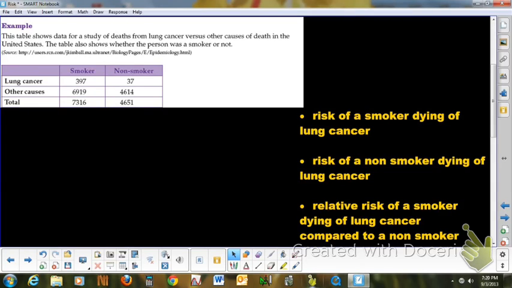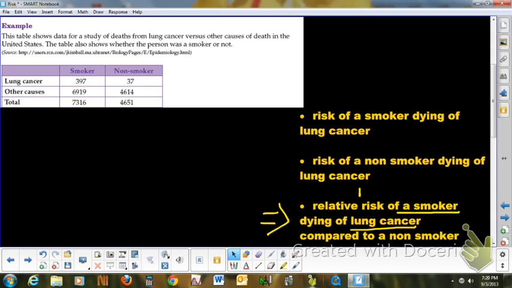Okay, we're going to talk about calculating relative risk, and we're given the situation. We'll talk about lung cancer and smokers and non-smokers. So we're going to take a look at this question right here: the relative risk of a smoker dying of lung cancer compared to a non-smoker. So the relative risk of a smoker dying of lung cancer, that's my interest group.